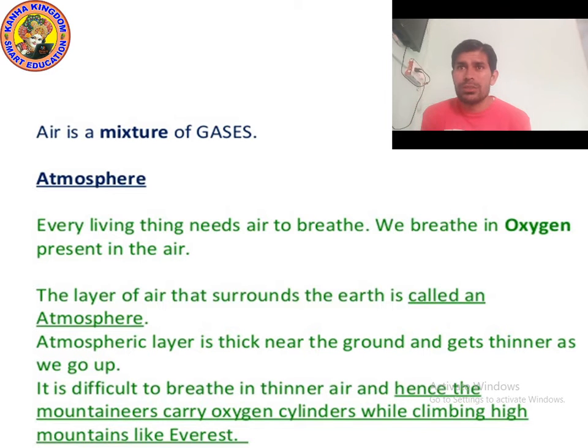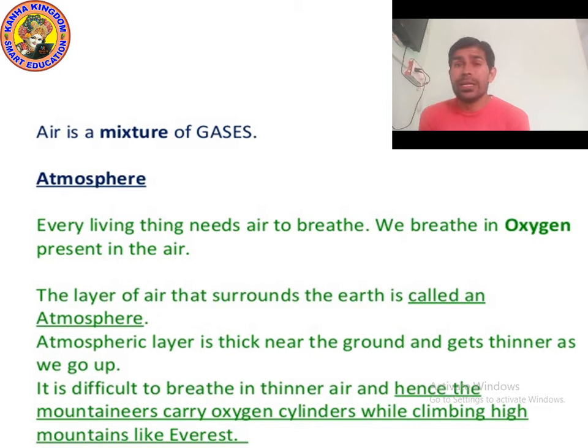Now, the atmosphere. You know that everyone needs air to breathe, every living thing needs air to breathe. Even plants need air for breathing. They take in carbon dioxide, and we breathe in oxygen which is present in the air. Am I right? So what do you mean by air?